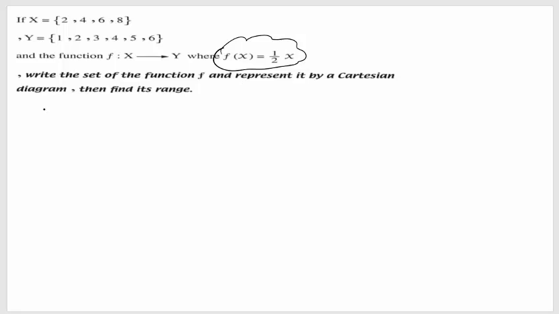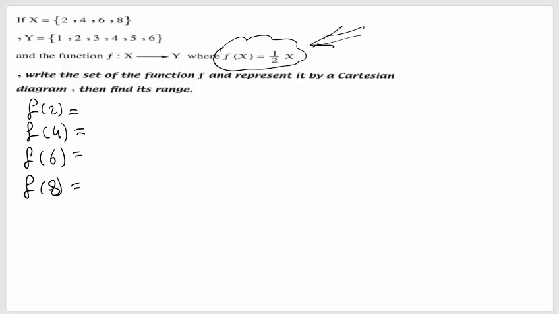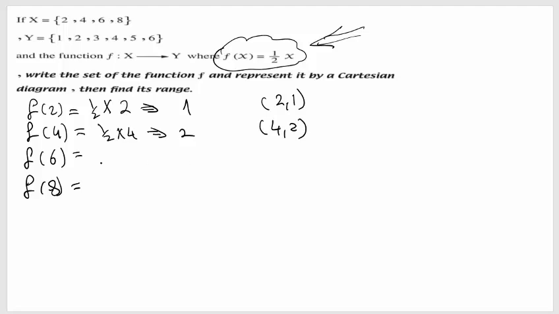So I will get f of 2, f of 4, f of 6, f of 8. Again, what does it mean? To find f of 2 means that in this function I need to replace each letter x with the value 2. So I will need to find half of 2 instead of half x, which is 1. So I have the pair (2, 1). And instead of x, I will put 4. So I need half of 4, which equals 2. So the pair (4, 2).